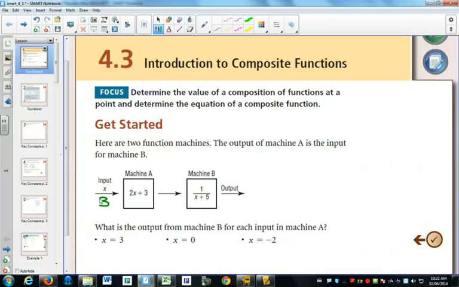So I'd like you to try these 3 on your own. And if you've done those 3 already, I'm going to get you to add one more. x is equal to -4.